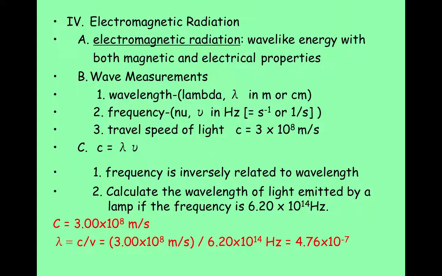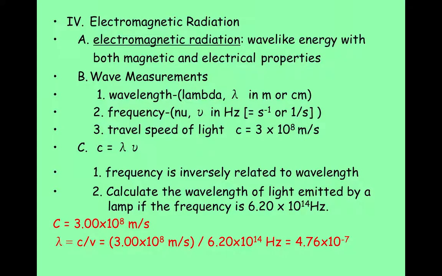One last little tidbit I'm going to add here is when you're dividing these numbers, the 3.00 times 10 to the 8th divided by 6.20 times 10 to the 14th, remember in math you guys have learned about handling exponents. When you divide exponents, you're really going to subtract the numbers here. So I'm going to take 8 minus 14. Now that's going to give me negative 6. And if you look at my answer, the power is to the negative 7th.